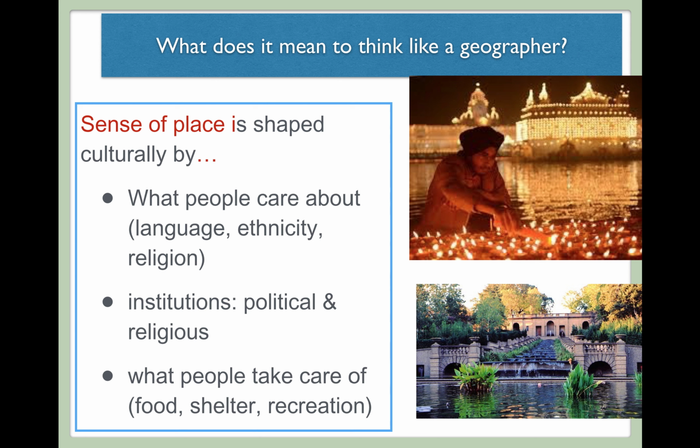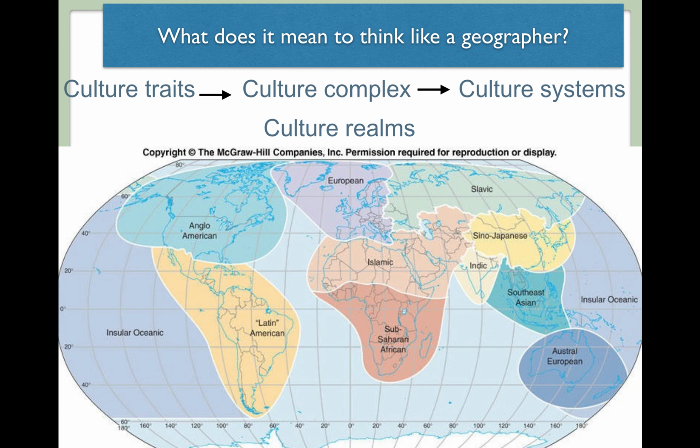What are our institutions? On the top right there, that's a Sikh. Sikhism, of course, is a faith, and that's Diwali, one of the holidays and the practices there. The bottom right, that's actually from DC, the Meridian Hill Park. We've got what do people actually create? What do people take care of? What kind of food do people eat? What kind of shelter or architecture do they create? What do people do for fun? All of these things contribute to that sense of place.